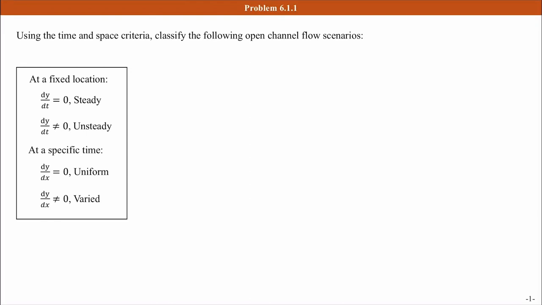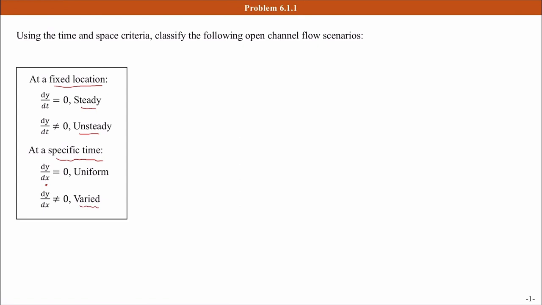At a fixed, specific location, if the water property, such as the water height or the flow rate, doesn't change with time, then it's a steady flow. If it changes with time, it is an unsteady flow. At a specific time, if the water elevation doesn't change along the channel, in different locations of the channel, then there is a uniform flow. If the water elevation changes along the channel, it's a varied flow.